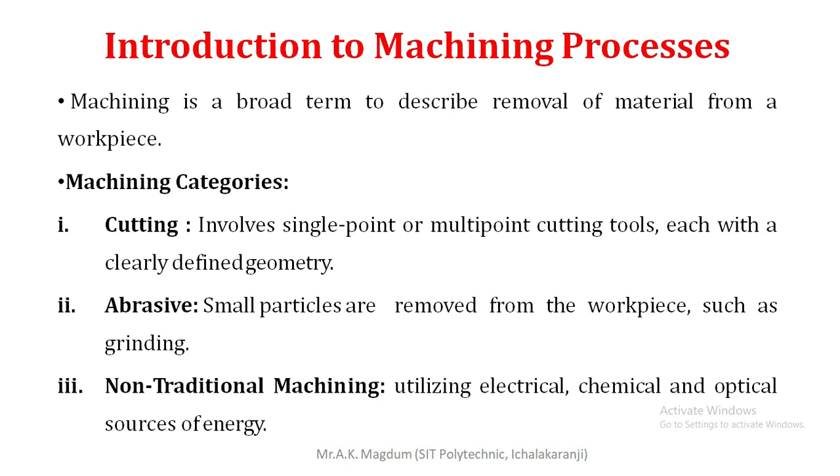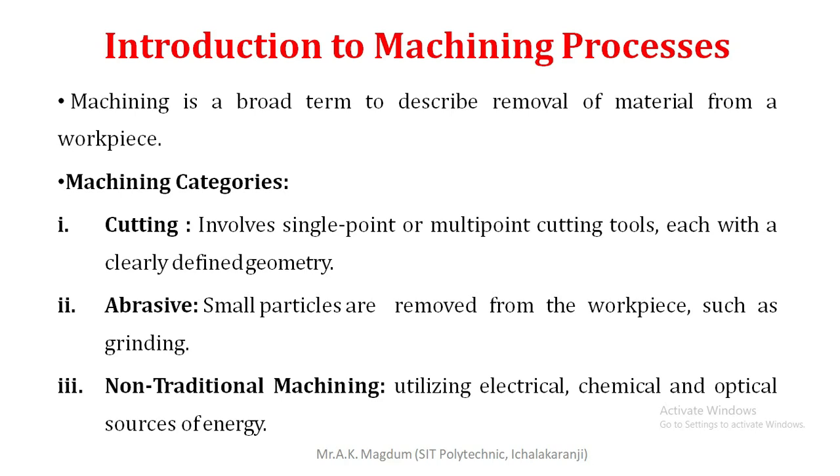The second one is abrasive. Small particles are removed from the workpiece, such as in grinding. All of you know the grinding operation. In that operation, a grinding wheel rubs over the workpiece material, and small particles of the material are removed from the workpiece surface, and then the finished component is ready for further application. So that is the second category, abrasive.